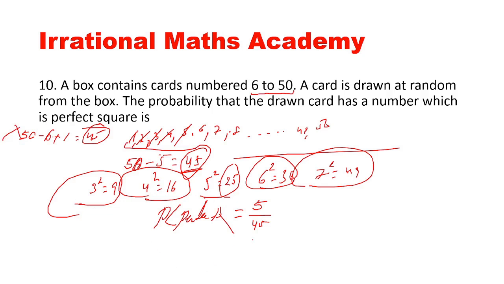So 5 by 45. So what I'll get here? 5 ones are 5, 5 nines are 45. The answer is 1 by 9.